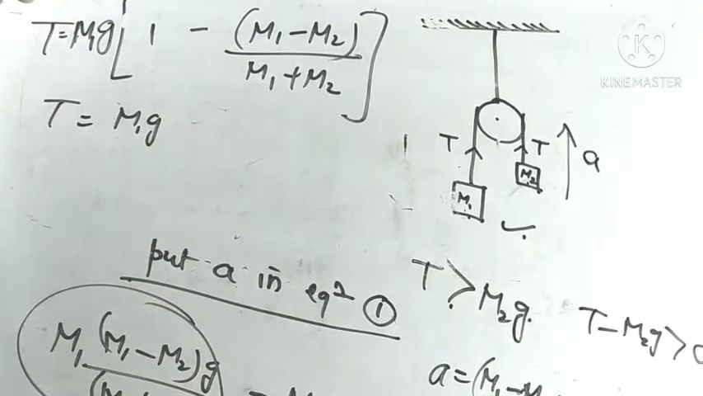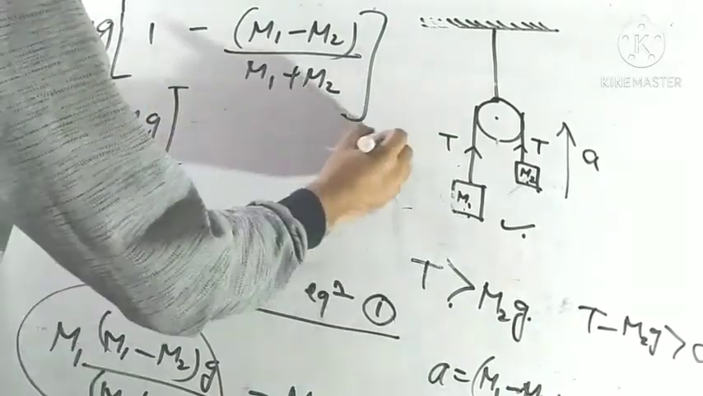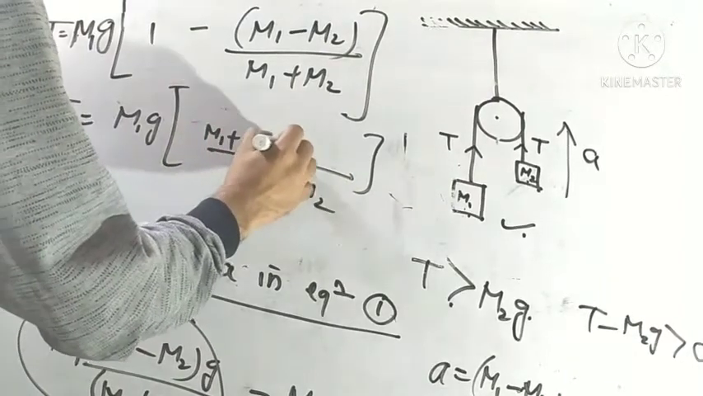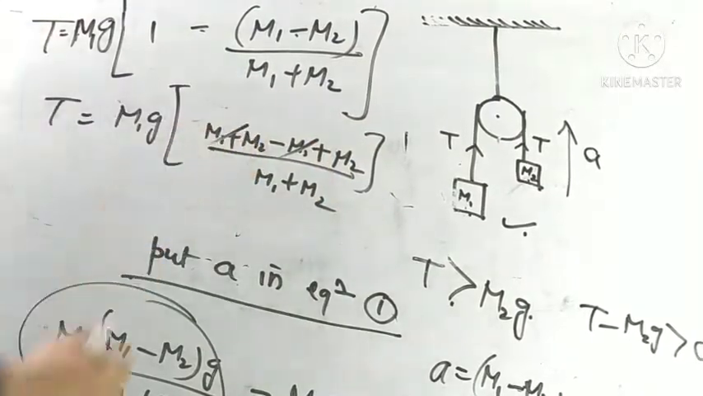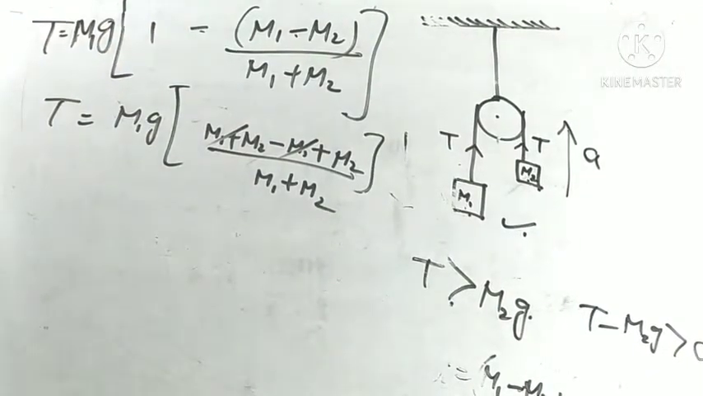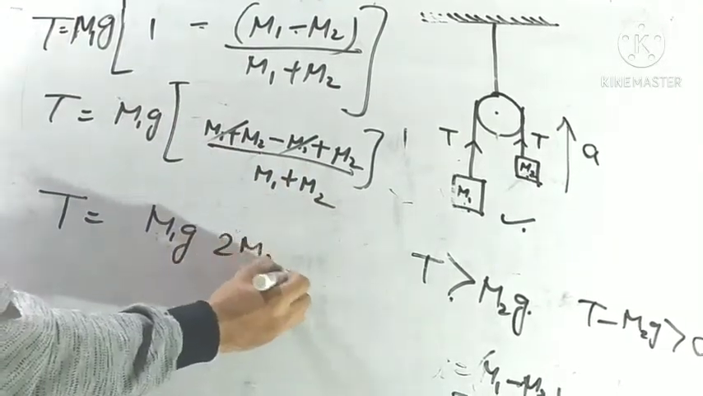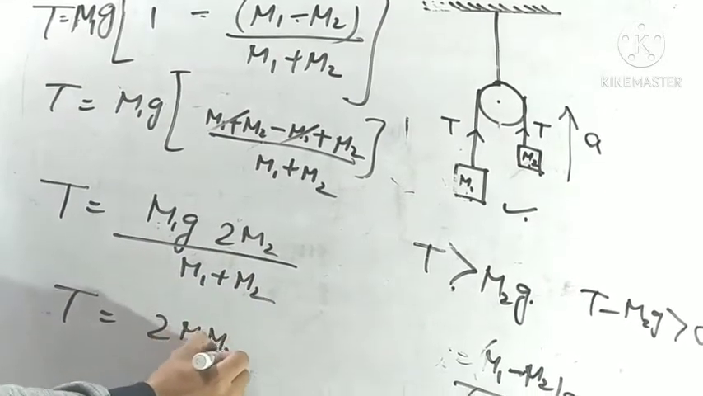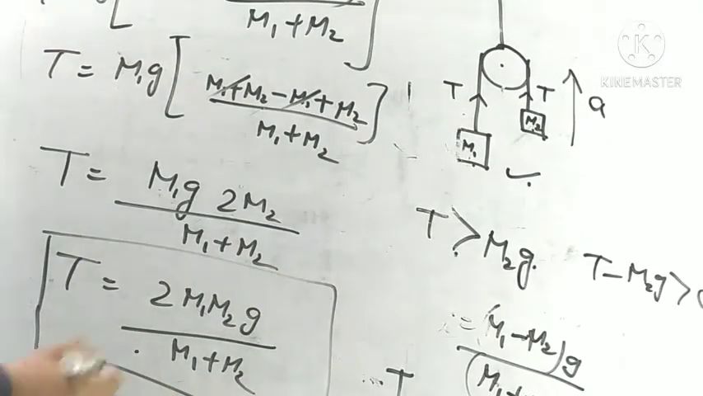We take m1g common here, and now we take the LCM of m1 and m2. We take LCM here, m1 plus m2 minus m1, and minus becomes plus m2. m1 and m1 cancel each other, and T is equal to m1g times 2m2 upon m1 plus m2. Finally, 2 m1 m2 g upon (m1 plus m2). So this is the tension T in the string.